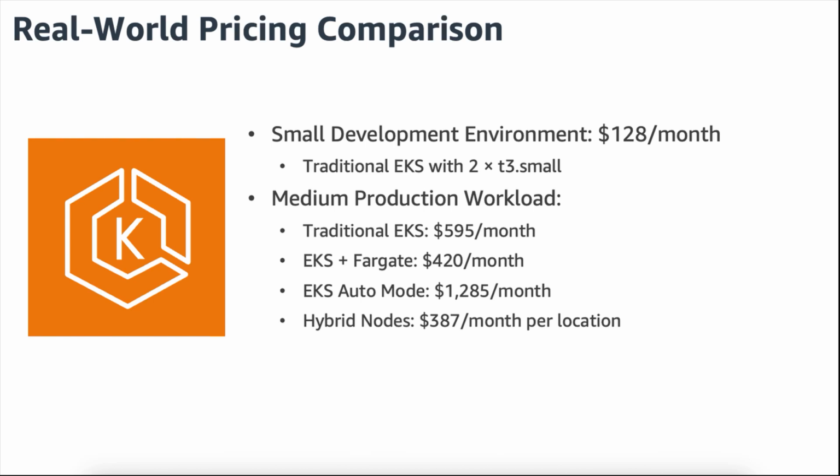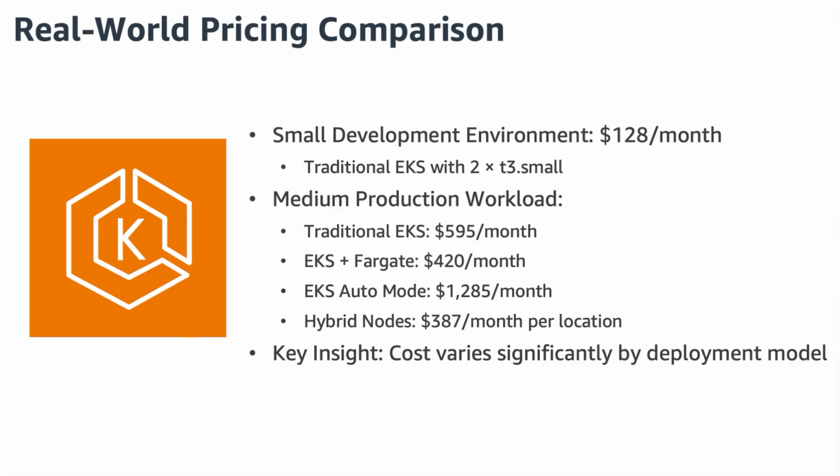However, EKS auto mode jumps to $1,285 per month due to the management fees. Hybrid nodes would cost about $387 per month per location. The key insight here is that cost varies dramatically based on your deployment model and scale. There's no one-size-fits-all answer, which is why understanding your specific requirements is crucial.